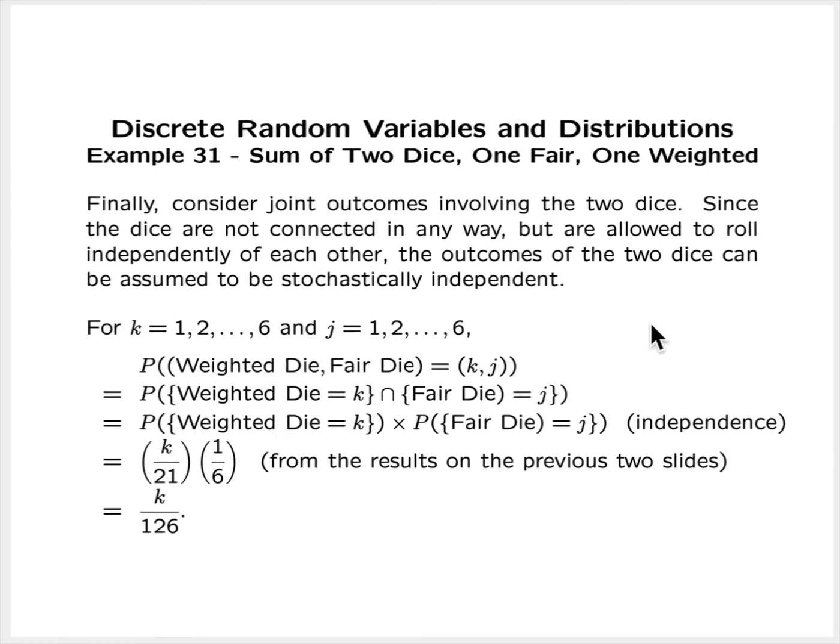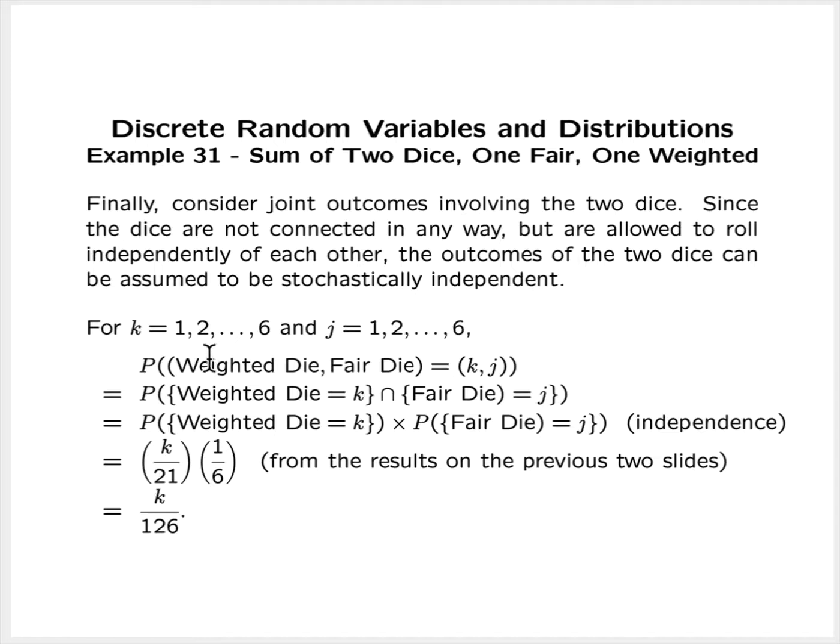And then finally, we consider the joint outcomes involving the two dice. Since the dice are not connected in any way, but are allowed to roll independently of each other, the outcomes of the two dice can be assumed to be stochastically independent. So that's a completely valid assumption here. And so based on that, we can use the information about the probabilities of the two dice individually and put them together jointly to get probabilities of joint events.